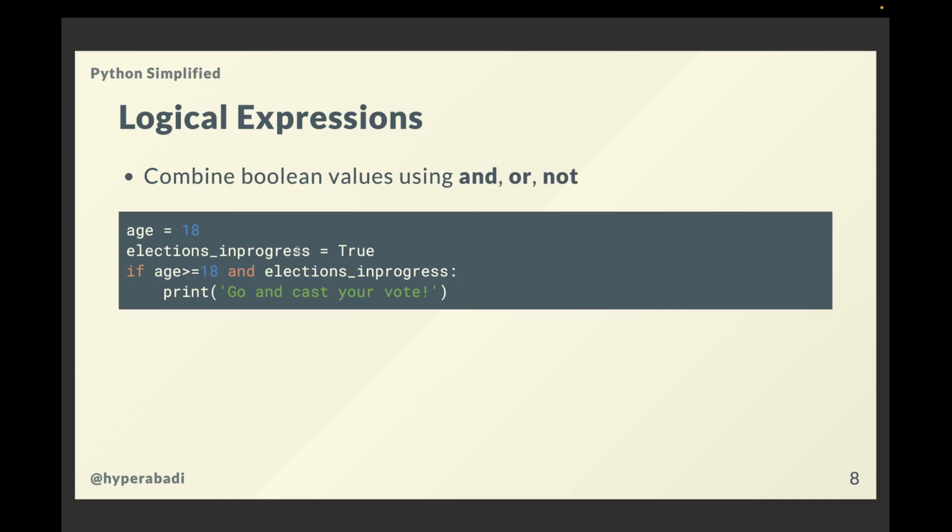So if both conditions are met, then only this will be printed, or it will not be printed. And that is the way we compare these two relational expressions, using the and. So you can use and, or, and not.